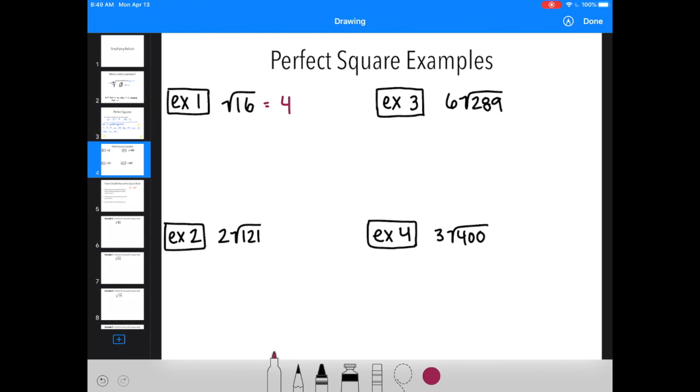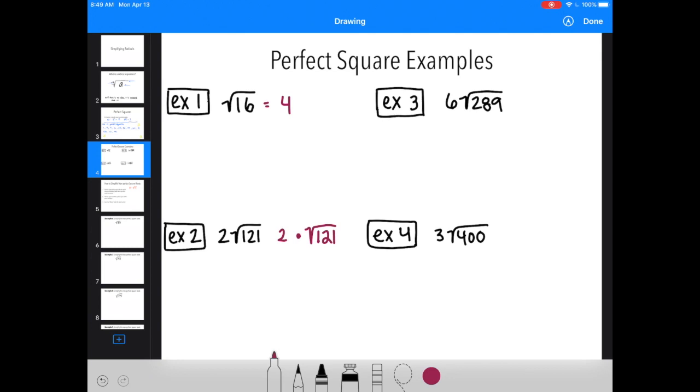All right. Here I have a little junk in front of my trunk. So I have, for example, 2 square root of 121. What do we do if we have a number in front of that? Well, you want to think of this expression as 2 times the square root of 121.